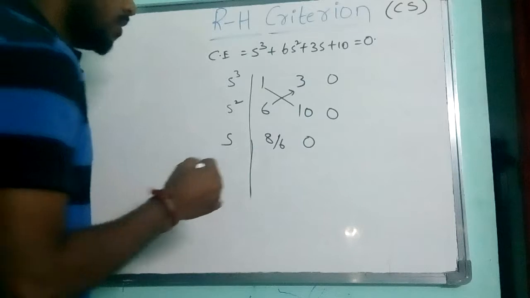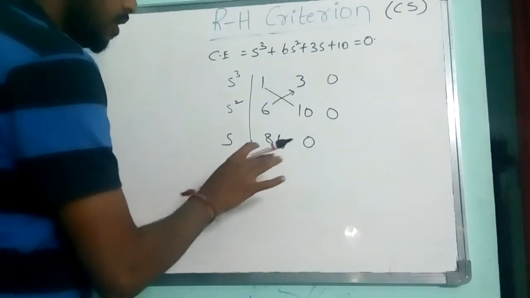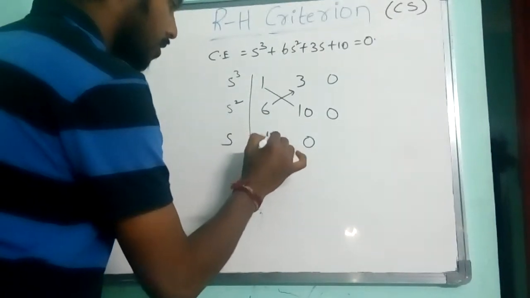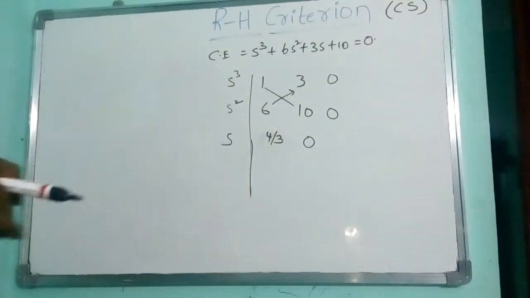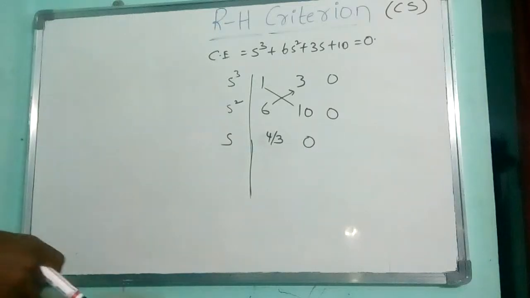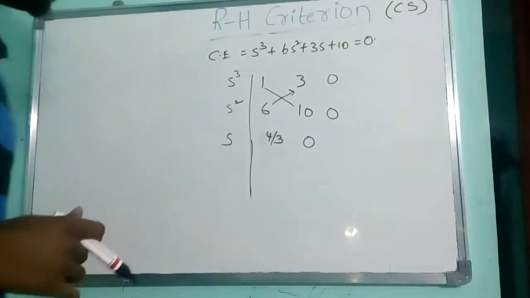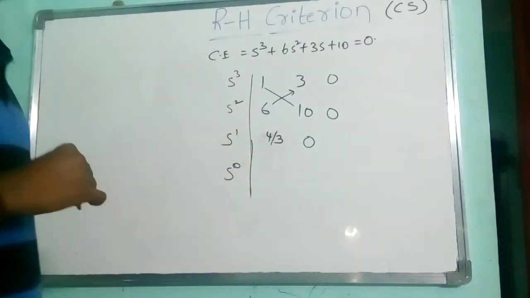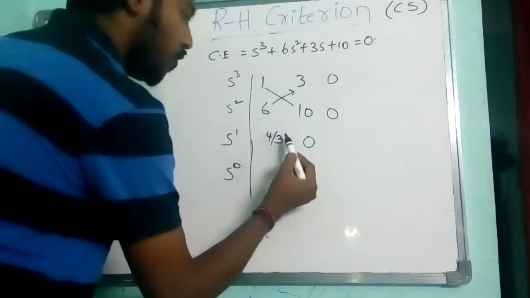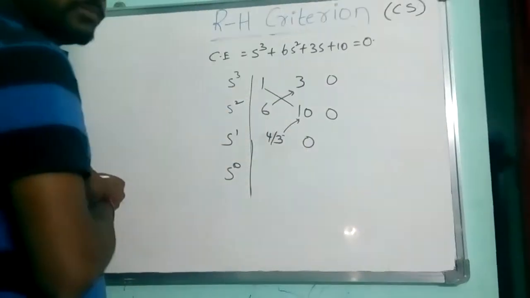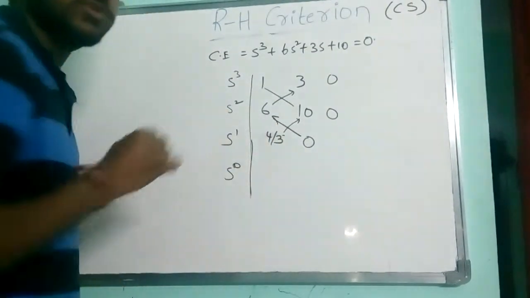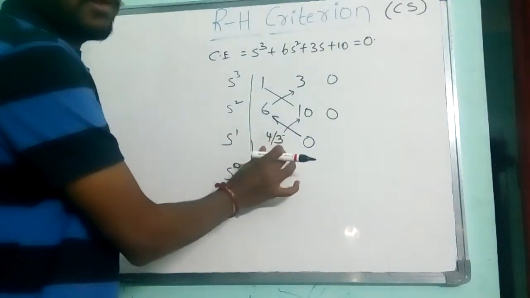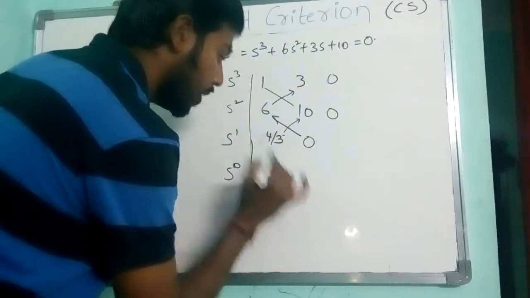So here this is 4 by 3. These are the least power terms. Now S power 0: 4 by 3 into 10 minus 6 into 0, that means 40 by 3. Divide by 4 by 3, that means I get 10 here.